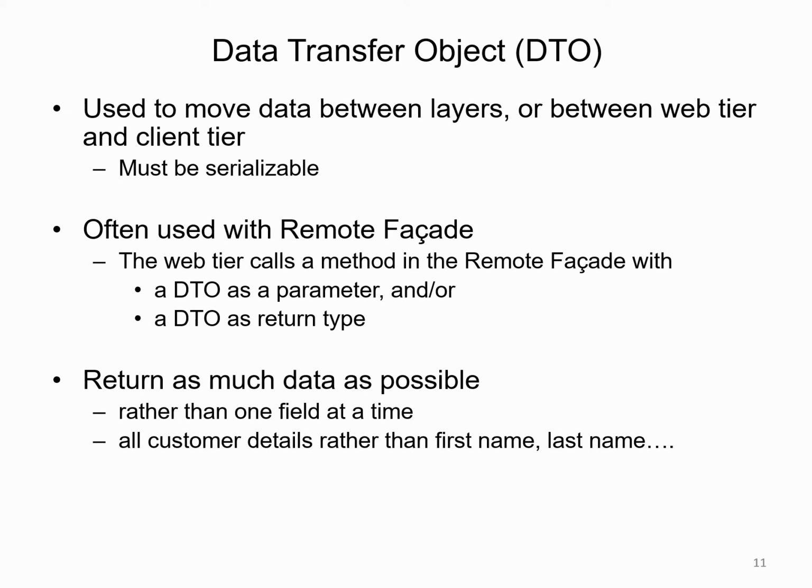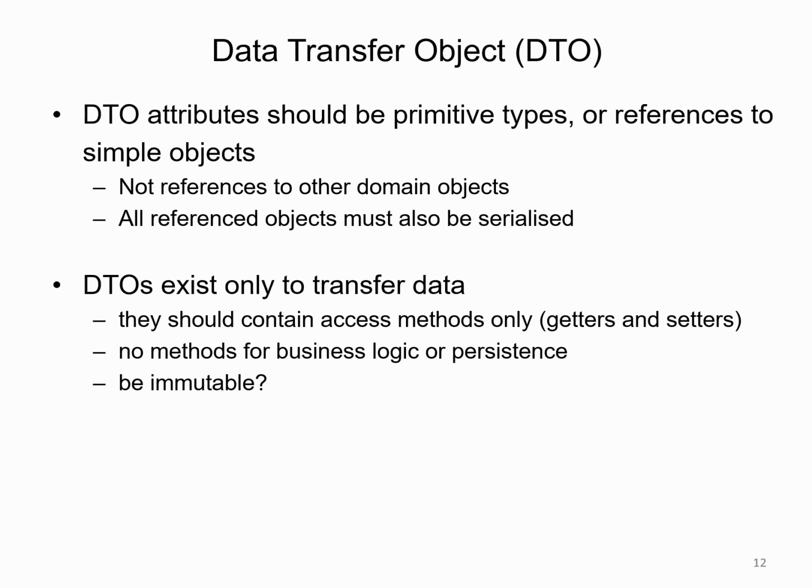DTOs are very often used with a remote facade for the reasons we've discussed in terms of efficiency and so on. We can use DTOs as parameters and/or as return types. The idea about a DTO is that we package as much data as possible into one object. As far as possible, DTO attributes should be primitive types or references to simple objects. Don't make them references to other more complex objects such as other entity classes, because that will increase the amount of serialization that has to be done. So much better to get all the information that's needed in a DTO. I'll show you an example in a moment.